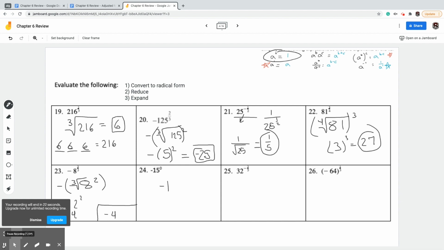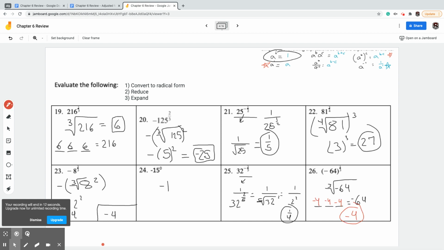Number 25 is just like number 21. Let's do it. And your answer is 1/4 with the work shown. 26 is interesting because the negative is underneath, and similar to number 7, 8, and 9, I think it is, same strategy. Negative 4 is your answer.